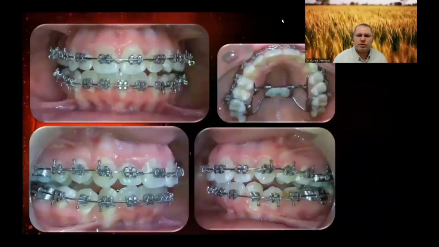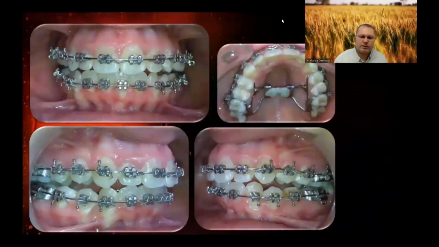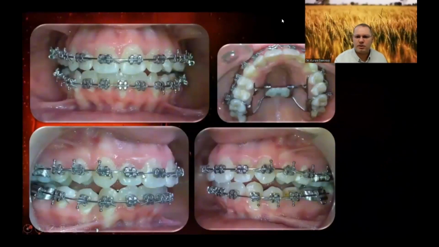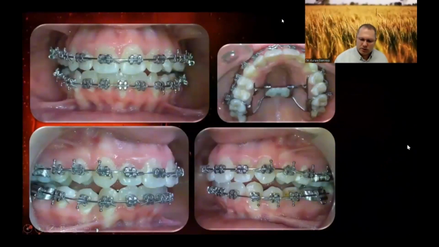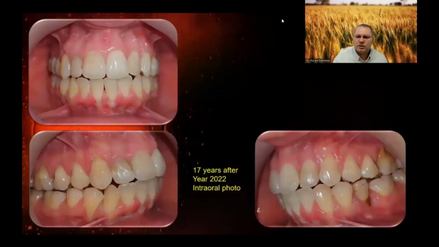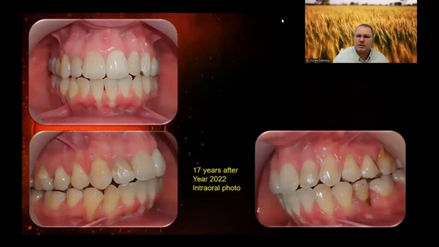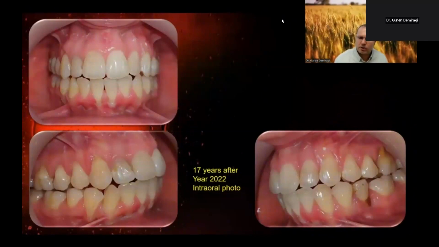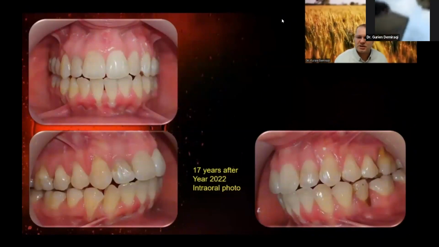Treatment with normal orthodontics, but as you can see, already you can see this type of situation, which is common in many orthodontic cases, which at the end, after 17 years, brought to this situation here. These are the intraoral photos done this year, and as you can see, there are many periodontal problems just to be seen, but also this is the situation of the patient.